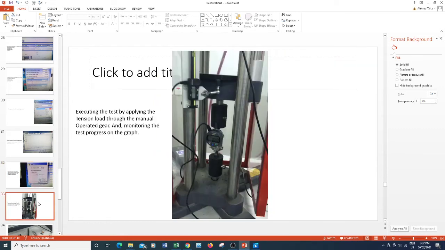We have hit the start button, executing the test by applying the tension load through the manually operated gear, and monitoring the test progress. And we are now going to monitor the test progress on the graph here.